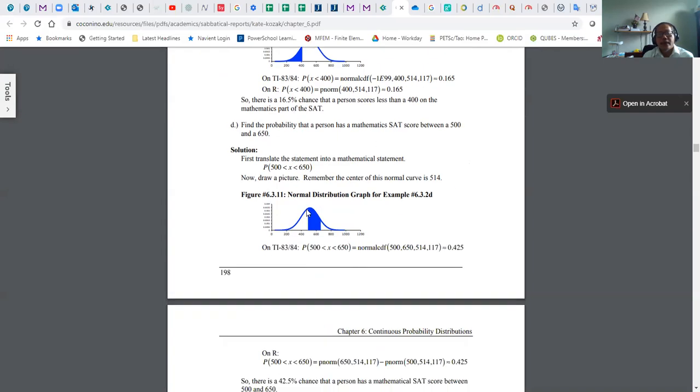And if you're looking for the area in between, you need to subtract the area on the left of this number from the area on the left of that number. So you get the one in the middle, the area in between.